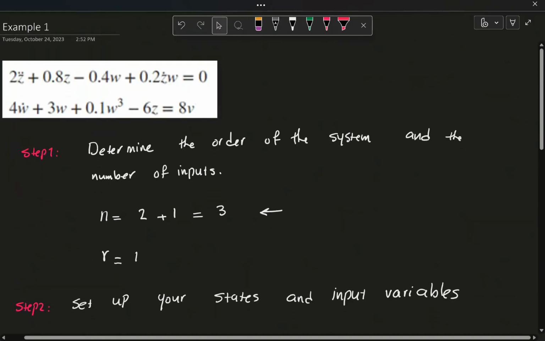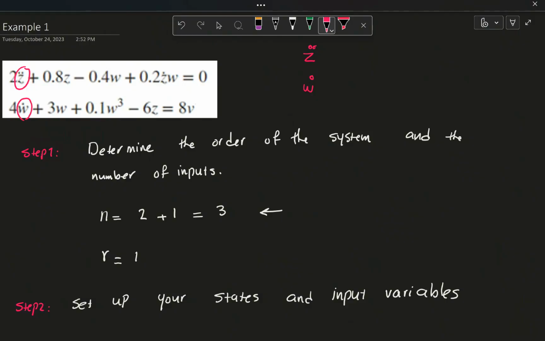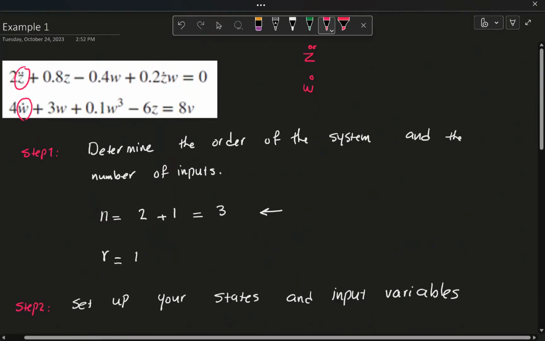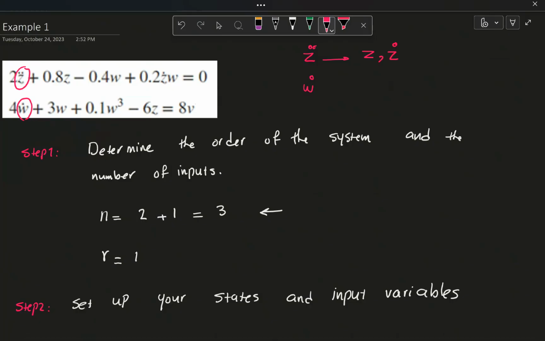Well, look at this. Identify the maximum order derivative in your equations. It's going to be z double dot and w dot. So identify the maximum order derivatives of each family: family of z, z double dot; family of w, w dot. Then you go one order derivative below that maximum order for each of them. For instance, for this guy, I can go z and then z dot. z dot is exactly one order derivative below z double dot. The next one would be z double dot, and I'm not going to go there.